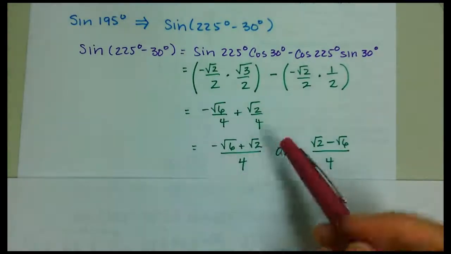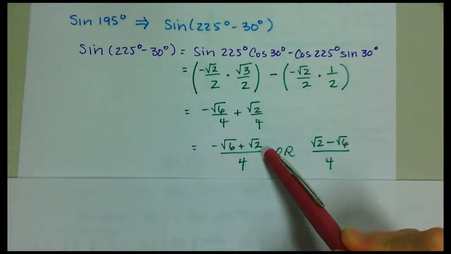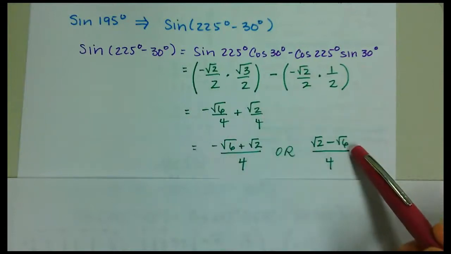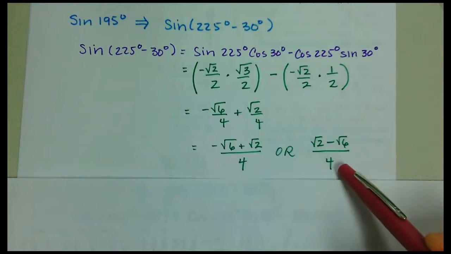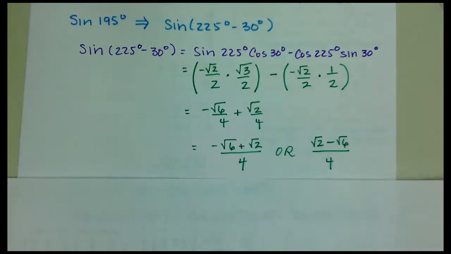So technically, if you just wrote it like this, that would be good. If you don't like the negative hanging out in front, you could have moved it to the back on the top and said root 2 minus root 6 over 4. That's up to you. I would take it either way.